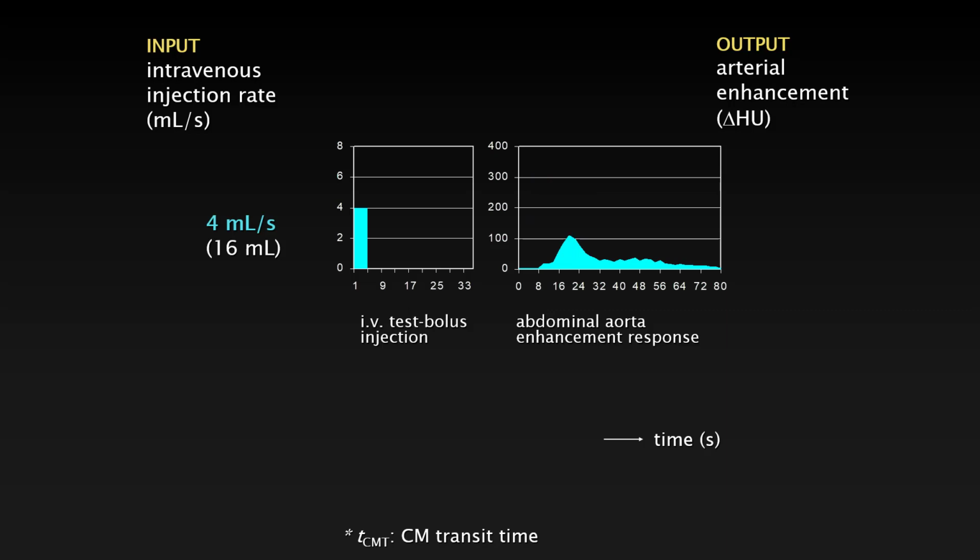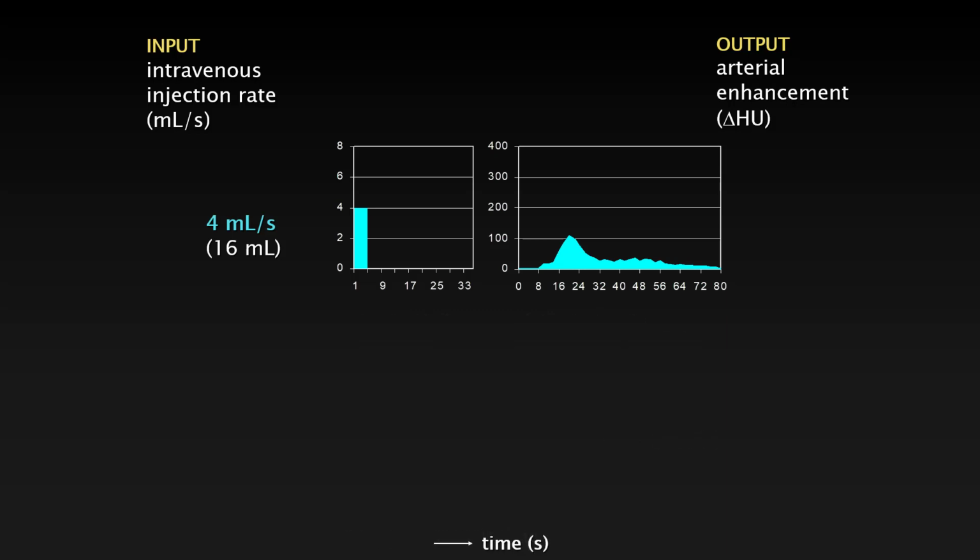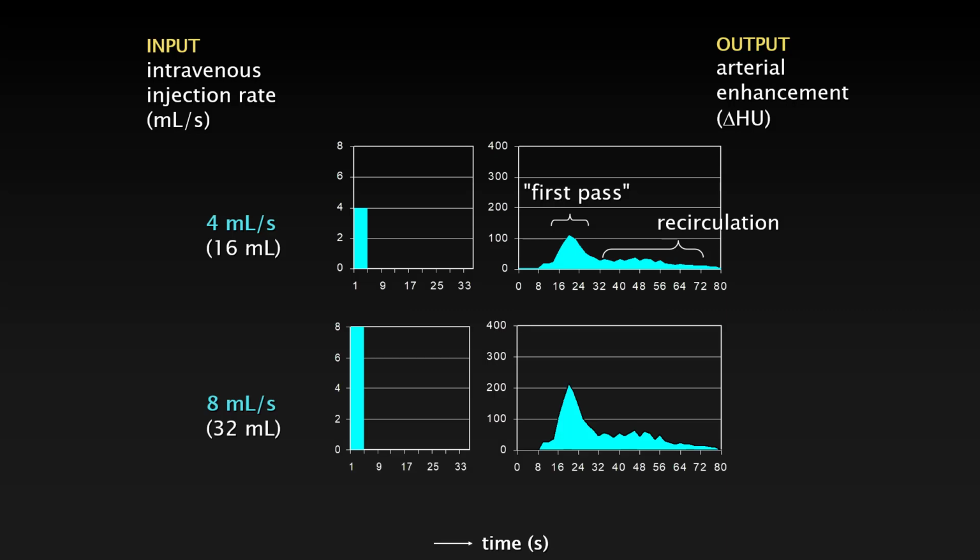Now, just for terminology, this first pass of the curve we usually refer to as the first pass of contrast, and the remainder is actually called recirculation, despite, as I mentioned, it's also partly bolus broadening. It's not only recirculation, but the fact is that it does not return to zero.